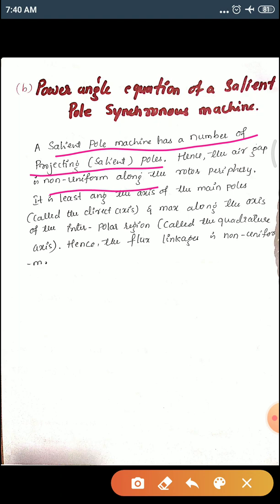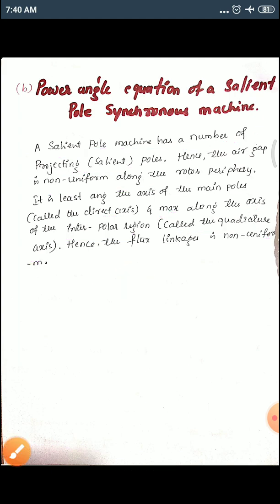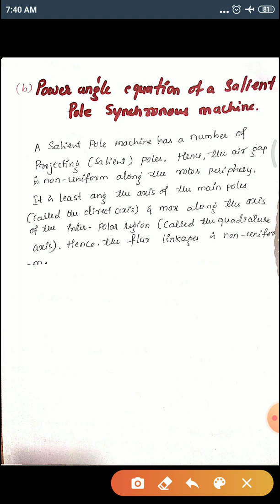The air gap is least along the axis of the main poles, which is called the direct axis, and maximum along the axis of the interpolar region, which is called the quadrature axis. Hence the flux linkage is non-uniform. Here we cannot take a single synchronous reactance; you need to consider Xd and Xq. These machines offer the direct axis reactance and quadrature axis reactance for the flow of armature current. Therefore we take Xd and Xq.